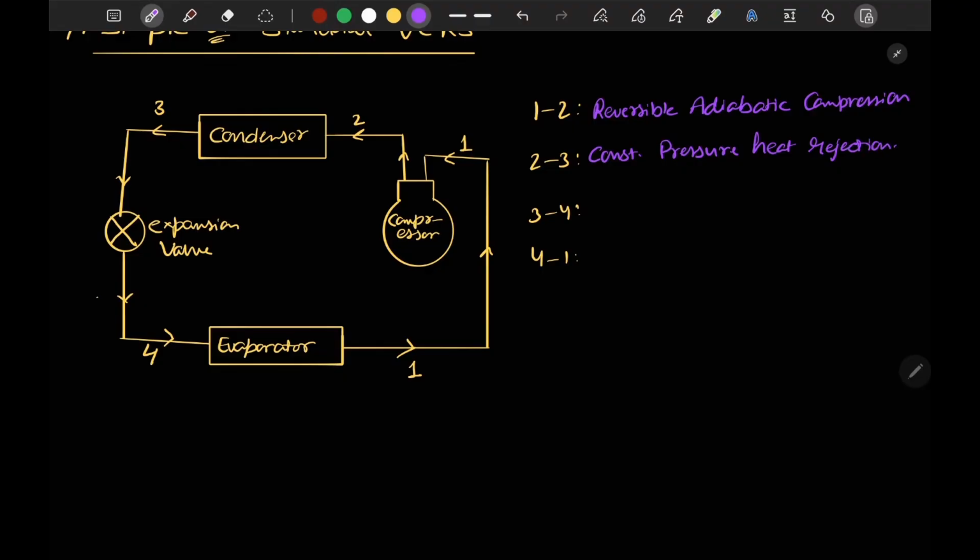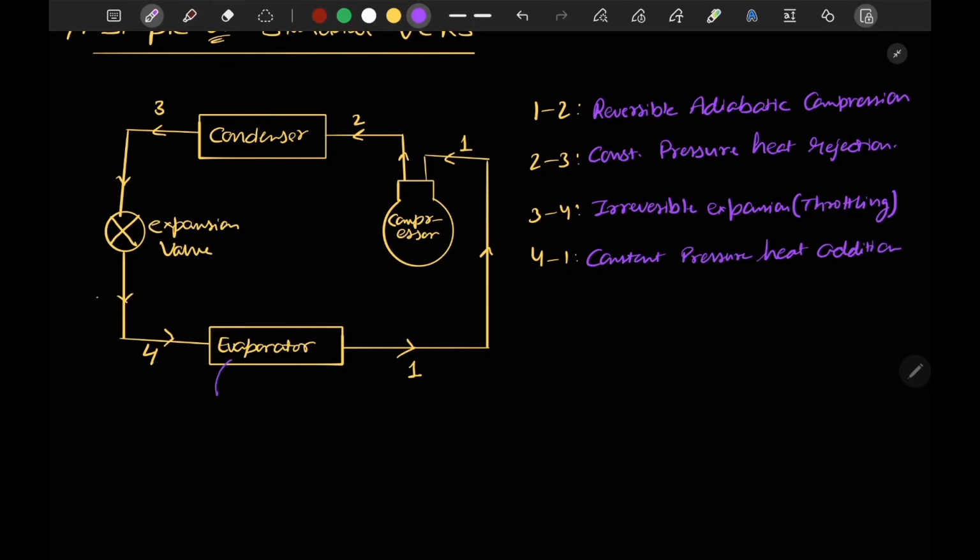Process 3 to 4 is in the expansion valve. This is our irreversible process, irreversible expansion, and this is also known as throttling. Now process 4 to 1 is our constant pressure heat addition. I hope you get this point.